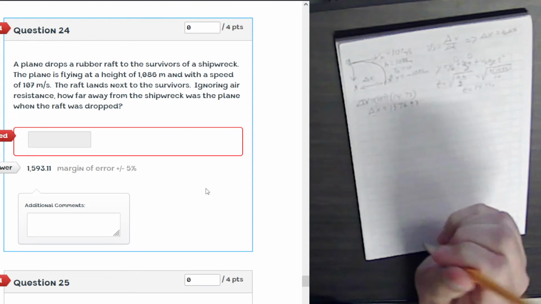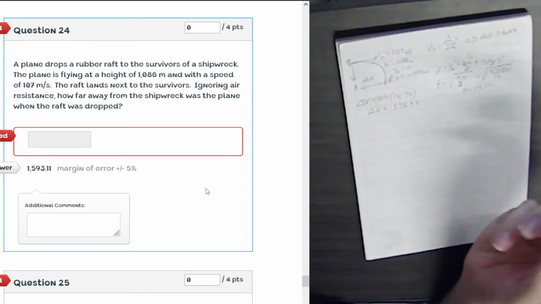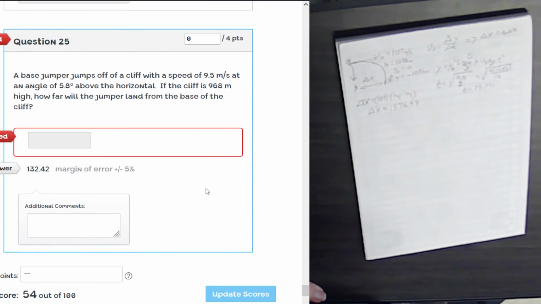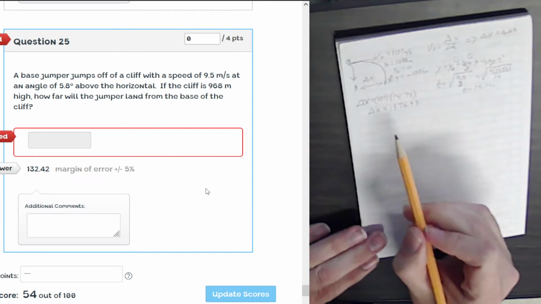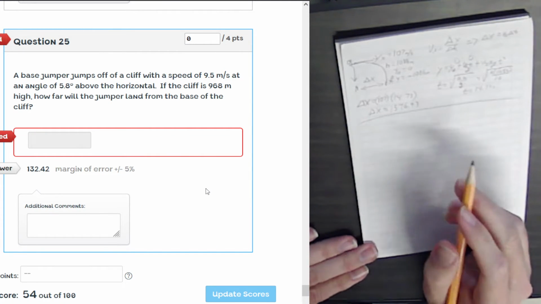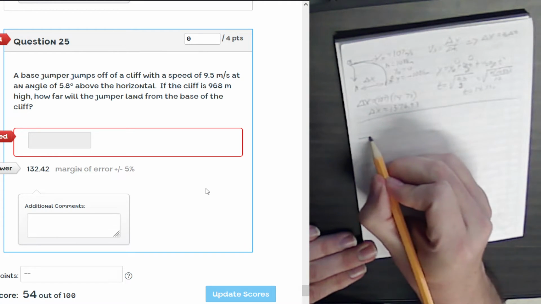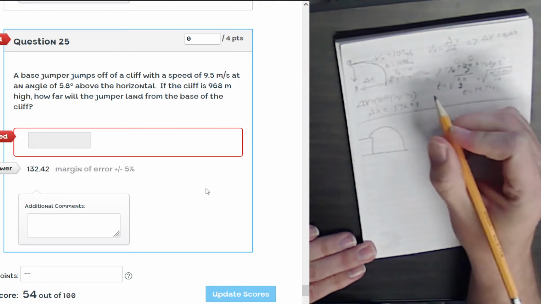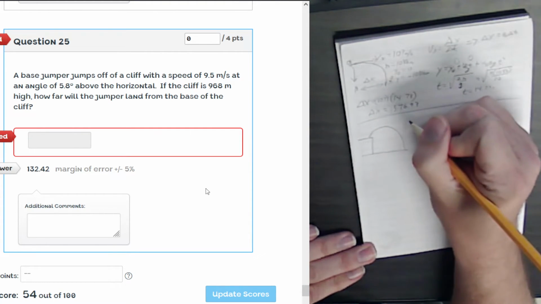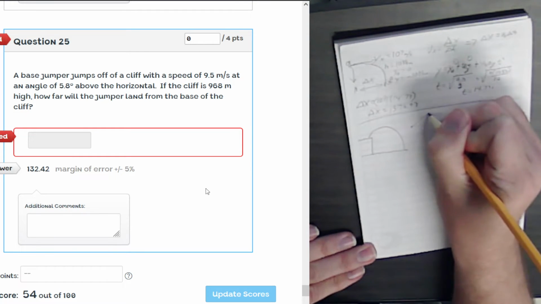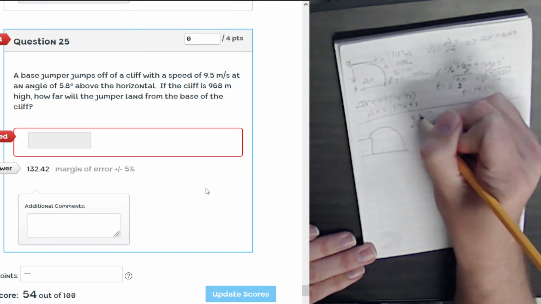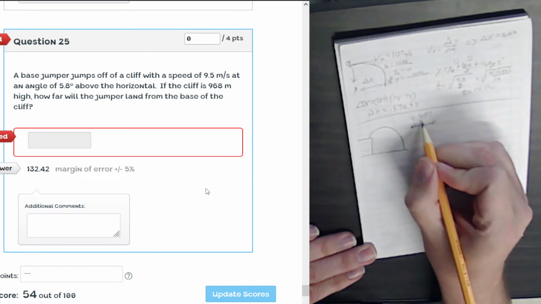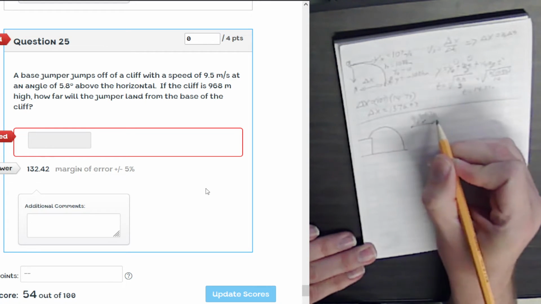So, yeah, you get a slightly different answer if you use 9.8 or 10, but that's why we've got the margin of error set. All right. The final question here says you have a base jumper who's going to jump off a cliff, and he's going to make things complicated for us by jumping up at some angle and then coming down. So, we need to take our initial velocity here and split it into x and y. So 9.5 meters per second. And we got this angle here, 5.8. It's a pretty small angle.